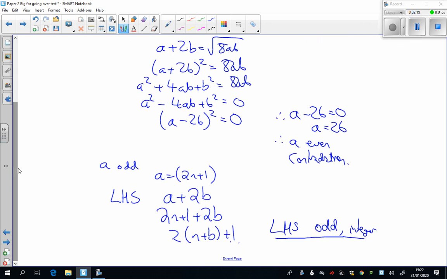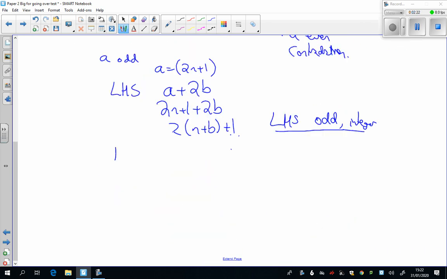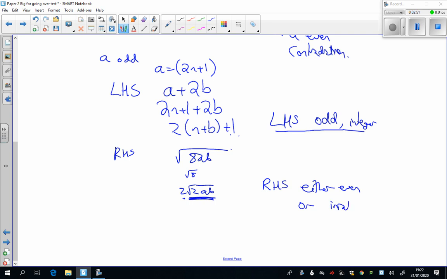Now, on the right-hand side, the right-hand side was simply the square root of 8ab. And even without putting that in, you can see, because we know the square root of 8 is 2 root 2, so we've got 2 root 2ab. And so we could suggest that the right-hand side is either even, only if this square root actually gives a nice square root, or it's irrational. And therefore, I think there's a contradiction here.